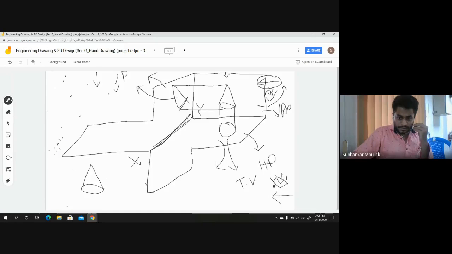Now, if this is the front view direction or direction of viewing of this object, I will get which view? I will get the front view. In which plane will I get it? In the vertical plane. But in this case, you have to project your object backward, and then you can see a triangle over here. Yes or no?